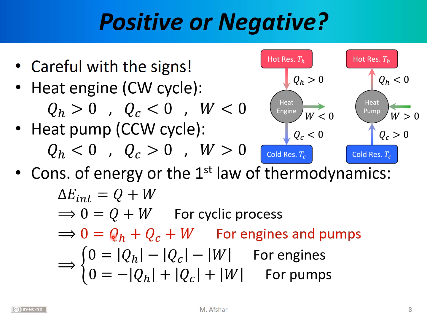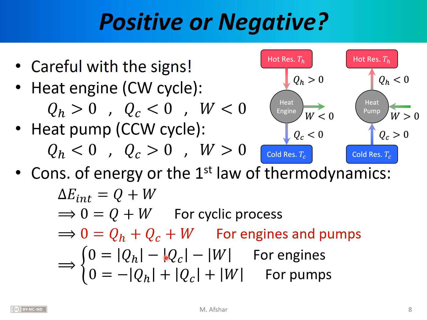For engines, QH is a positive quantity, so we can say QH is equal to the absolute value of QH. But for pumps, QH is a negative quantity, so QH is equal to the negative of the absolute value. Similarly for QC, engines have a negative QC, so QC is equal to the negative of the absolute value. Remember that the absolute value is always positive, so you need to explicitly put a minus sign in front. But for heat pumps, QC is already a positive quantity, so we can say QC is equal to the absolute value of QC. So we get two slightly different equations.